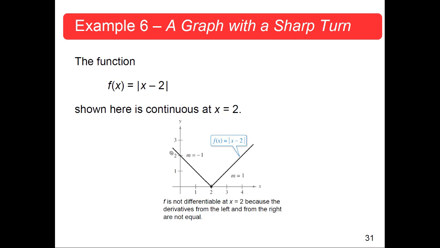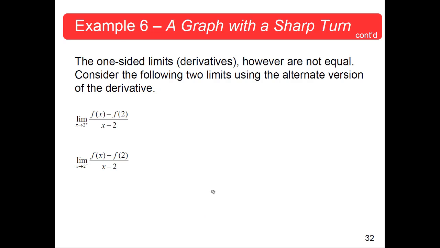It is a continuous function at x equals 2, but it's not differentiable because the left-hand derivative and the right-hand derivative do not match, because there's a sharp turn in the graph. Now, let's look at a few limits to see why that is the case. As usual with absolute value, we're going to have to break this apart into cases. We need to look at the left-hand and right-hand limits. So we have the function f of x equals the absolute value of x minus 2.